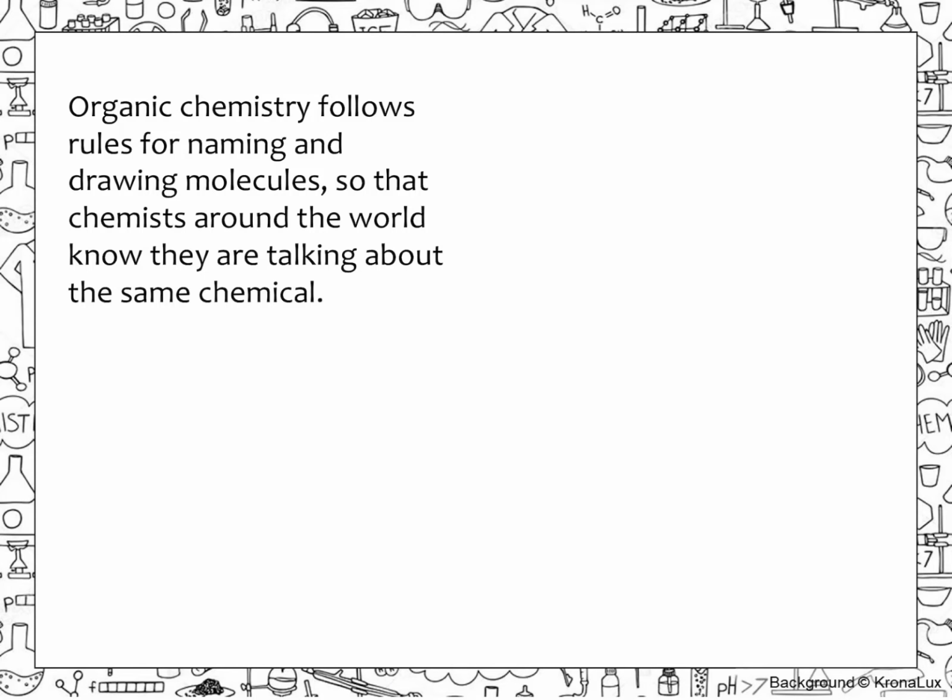Organic chemistry follows rules for naming and drawing molecules, so that chemists around the world know they're talking about the same chemical. For the AQA exam, you have to be able to draw and name some of the organic chemicals that we find in crude oil. And there are some simple rules. If you see meth, M-E-T-H, in an organic chemical's name, that means that there is one carbon on its own surrounded by other elements.